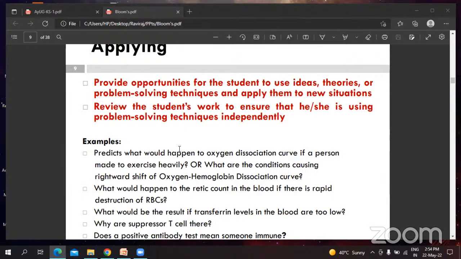So if I want to diagnose that the patient has hemolysis, what would help me in diagnosing? I will see the retic count, the reticulocyte count of the patient. The pathologist will give me that reticulocyte count in a report. And if it is more than 2% or 3%, then I'll be able to apply my knowledge and suspect that the patient is having ongoing hemolysis. Hemo stands for blood, lysis stands for destruction.